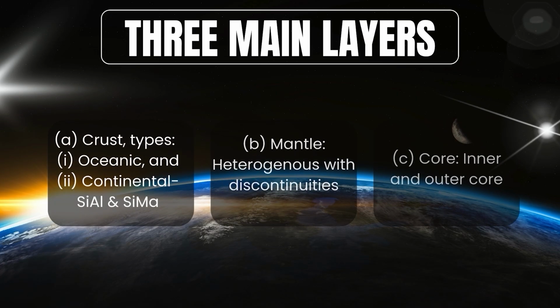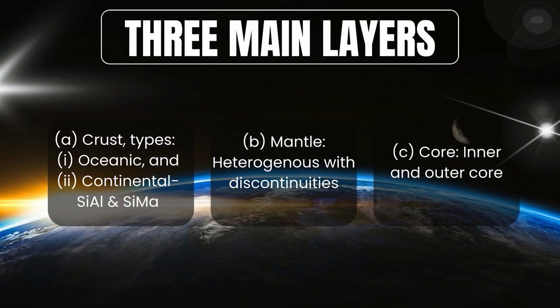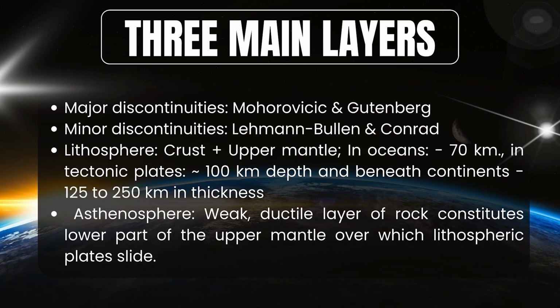The three main layers: crust, mantle, core. Then major discontinuities are Mohorovičić and Gutenberg discontinuity. Minor discontinuities are Lehmann-Bullen and Conrad discontinuity. Lithosphere is crust plus upper mantle. In ocean, 70 kilometers is its thickness. In tectonic plates it is around 100 kilometer depth, and beneath continent it is 125 to 250 kilometers in thickness. Asthenosphere, a weak ductile layer of rock, constitutes the lower part of the upper mantle over which lithosphere plates slide.